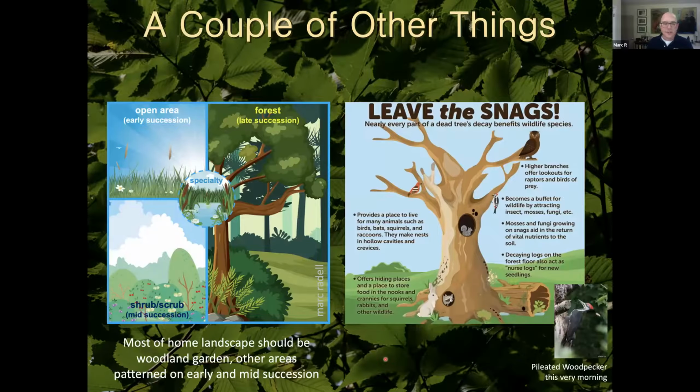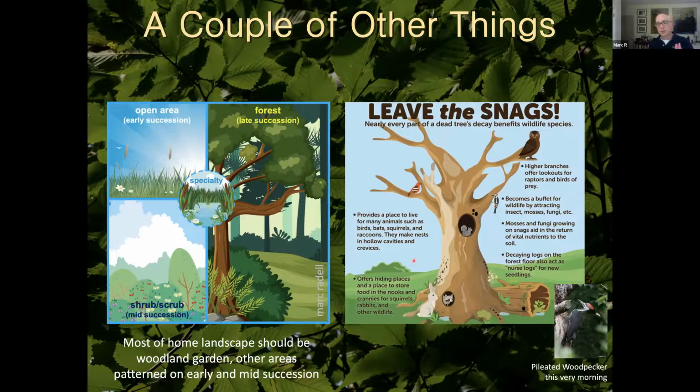Just a couple of other things. I've talked about the importance of woodland communities. Ideally, I think a good balance: you want most of your plantings to be woodland, late succession geared. Think of your other areas, even if you're going to maintain them as early succession, as smaller areas, just herbaceous and shrub scrub. But you want the bulk to be the true woodland garden if you can. And then gardens like rock gardens and water gardens are smaller subsets of those.